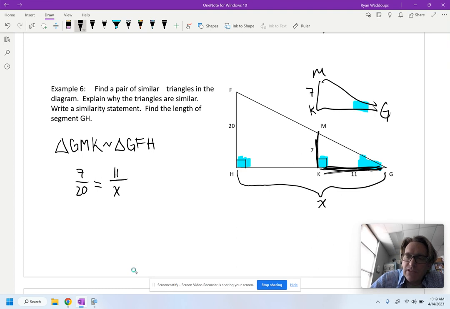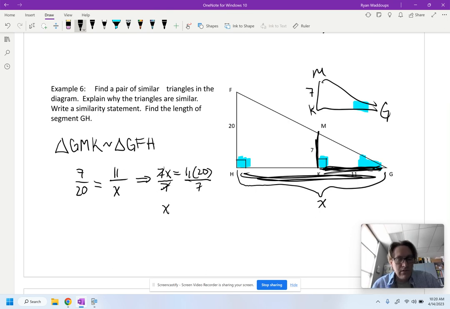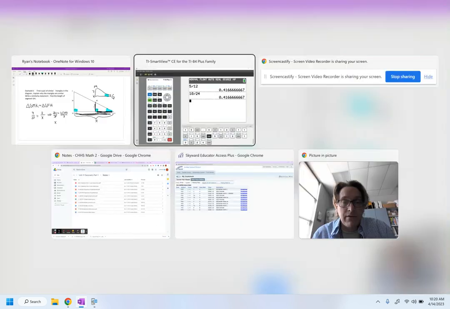The long leg, remember the legs are the ones that make up the right angle. This long leg here is compared to this long leg here of the larger triangle. And so we've already marked that one as X. And so we can say 11 is to X. And then, as I said before, we can just do cross products. So 7 times X is equal to 11 times 20. And then we can divide by 7 to get rid of the 7. And then X is equal to 11 times 20 divided by 7.